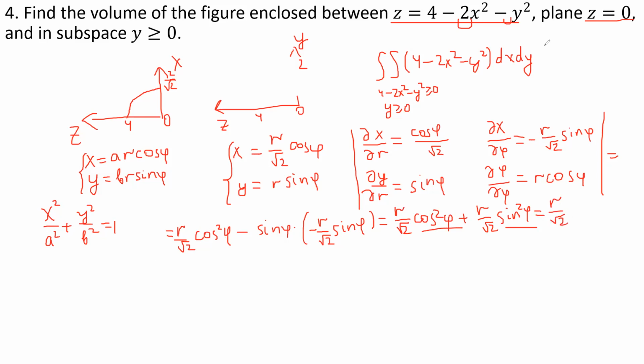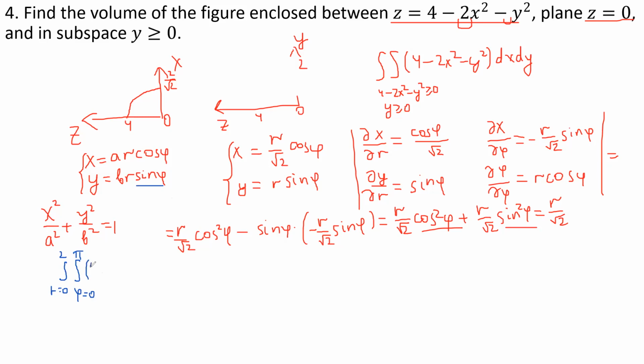So now we can write our integral using this substitution. We have r from 0 to 2, and phi from 0 to pi. Phi from 0 to pi because we need only non-negative y, and y is non-negative when sine of phi is non-negative, and it's non-negative from 0 to pi.